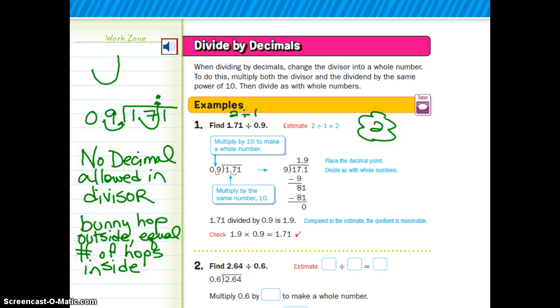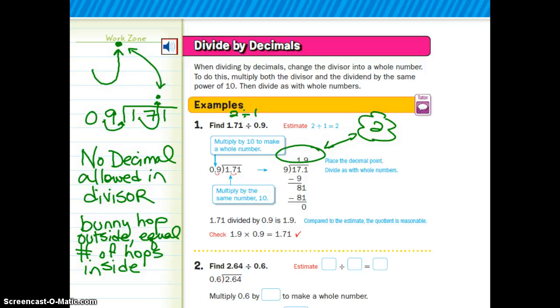The minute I make my bunny hop on the inside, I immediately put my decimal so that I take care of it at the beginning. If you wait till the end, you will forget and you will put the decimal in the wrong place. How do I know this? I've been teaching for 9 years and I see this all the time. So again, remember when you do this, move your decimal immediately. So when we do the math, we get 1.9. We guess 2. Excellent guess.